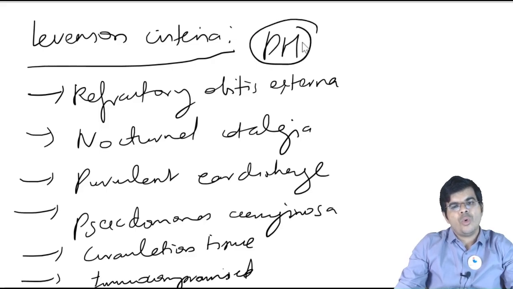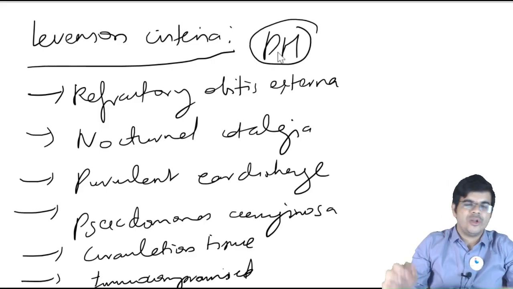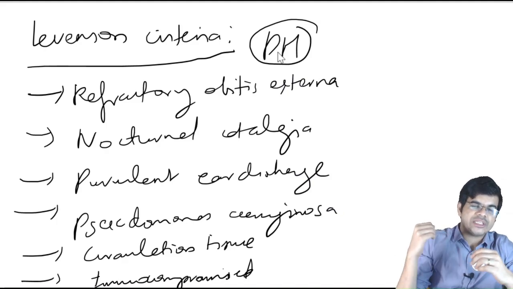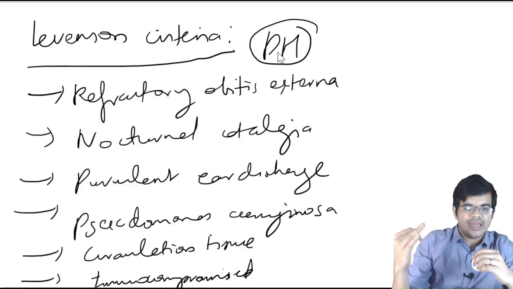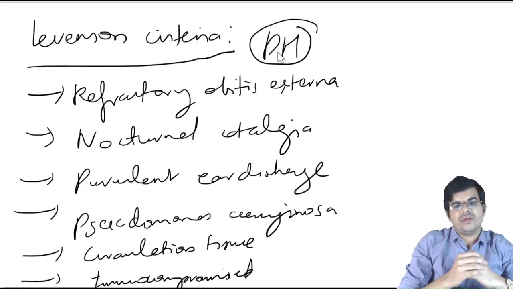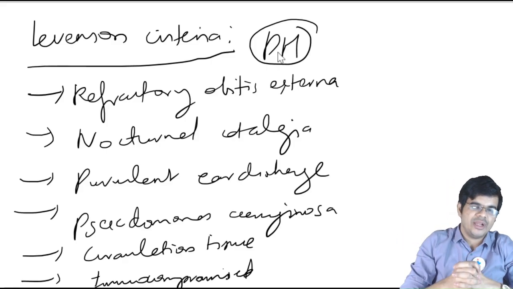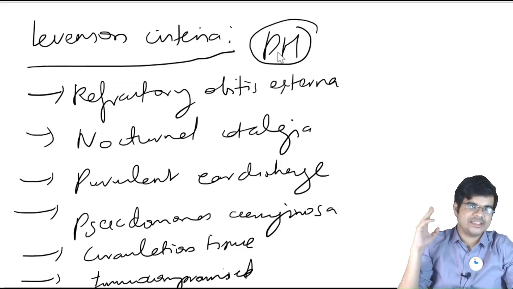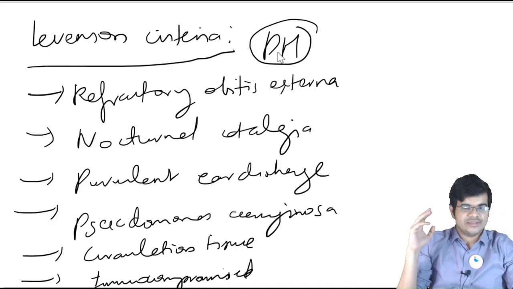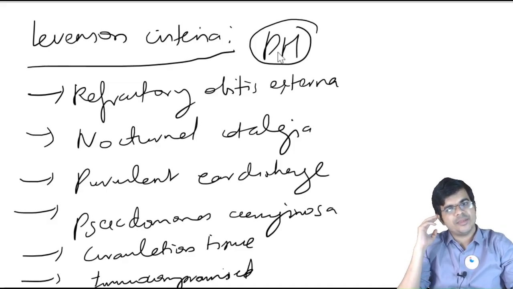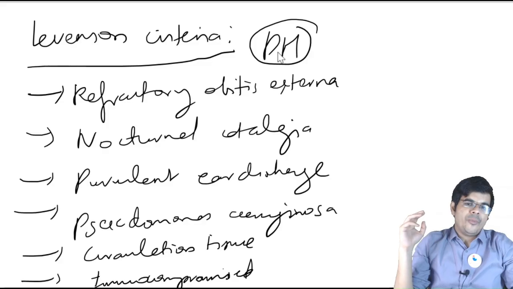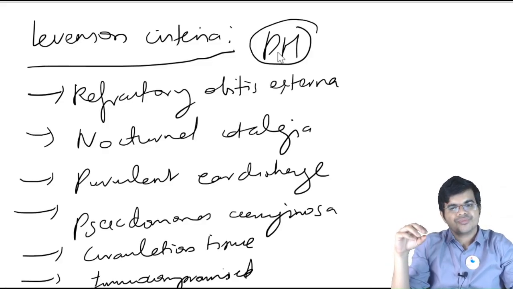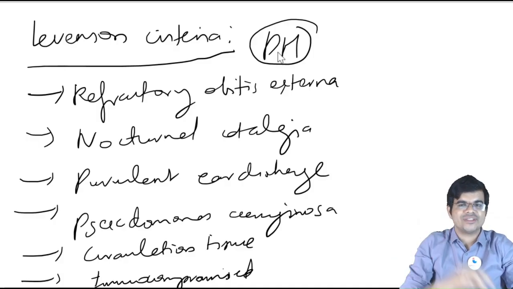So it is seen in old people, and usually they have some immunocompromised conditions such as diabetes mellitus, malignancy, or anything like that. Okay, so if a patient who is having diabetes mellitus comes to you with severe otitis externa which is not subsiding, and there is severe nocturnal otalgia, in that case the patient will have purulent ear discharge, and on examination if you see granulation tissue, then you have to suspect Pseudomonas aeruginosa.